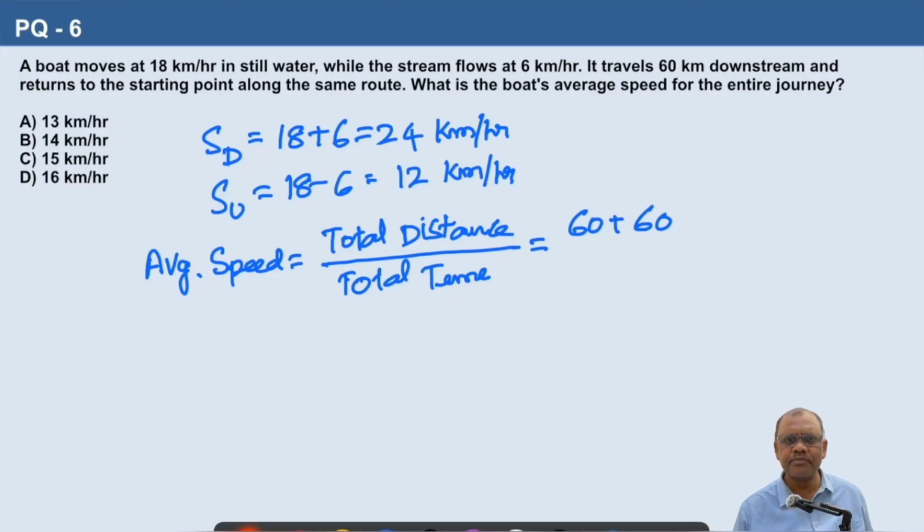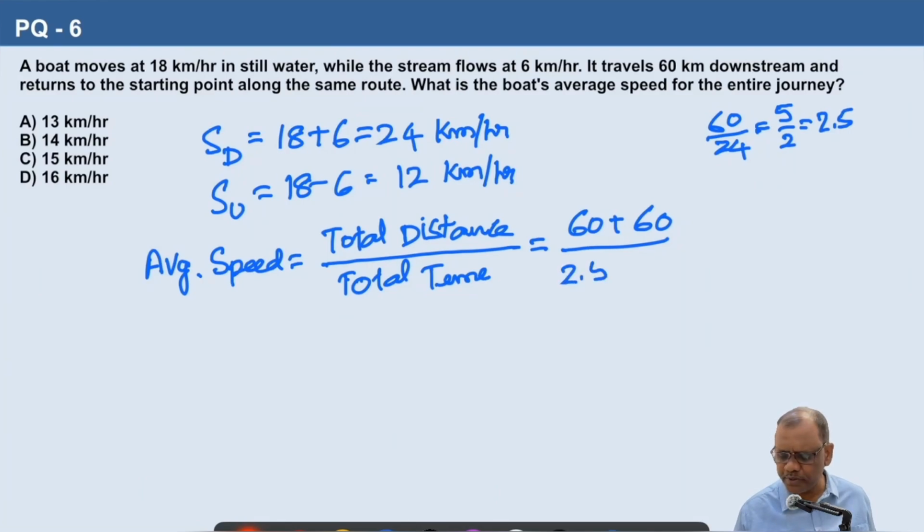Now the total time. Time in downstream is 60 by 24. That is equal to 12 fives are 60, 12 twos are 24, so 5 by 2, that is 2.5. This is the time in downstream, 2.5 hours.